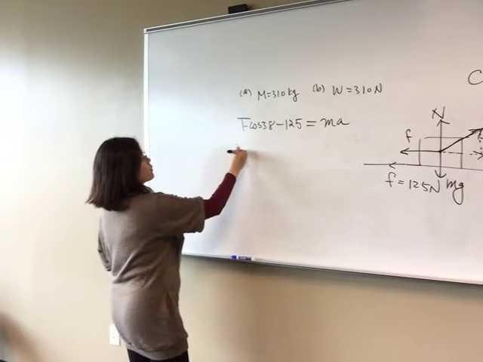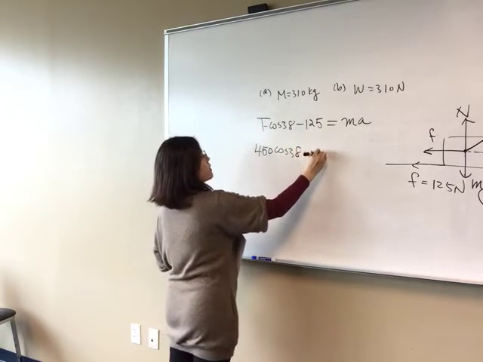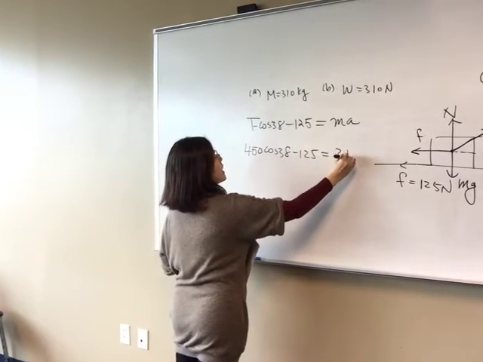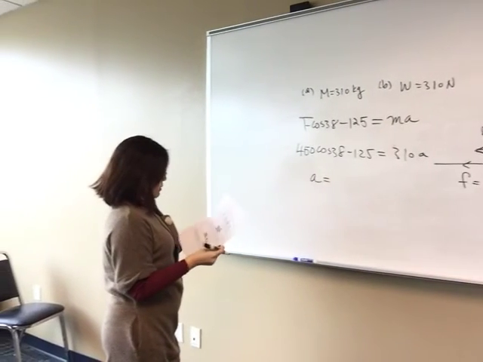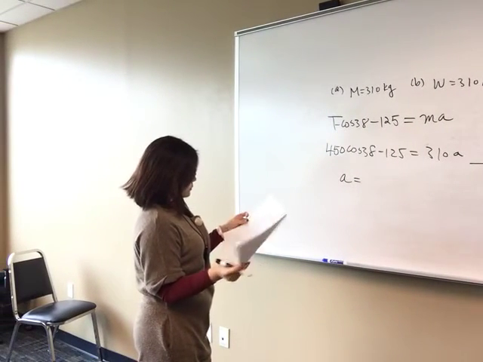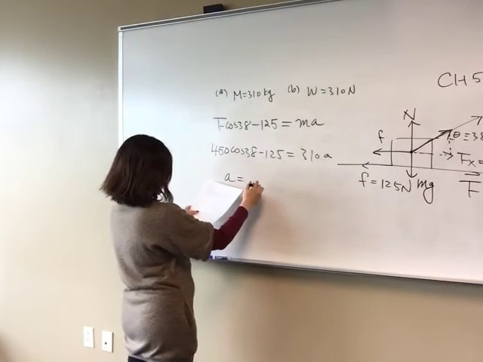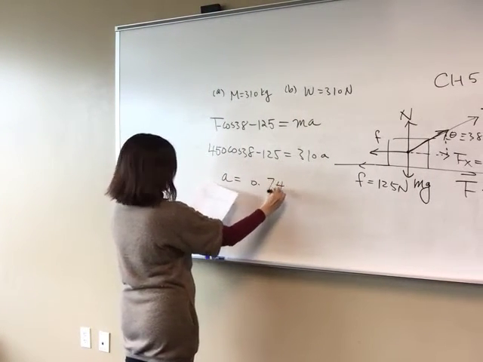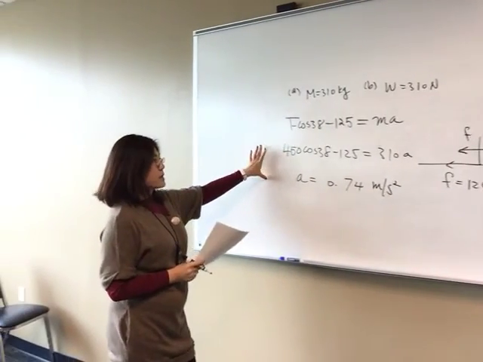So you can calculate it very easily. You have 450 cosine 38 minus 125, that's equal to 310 times a. So what is your a value? Your a value is equal to 0.74 meter per second squared. So very straightforward to do this calculation.